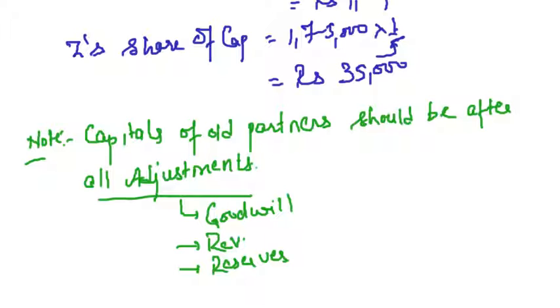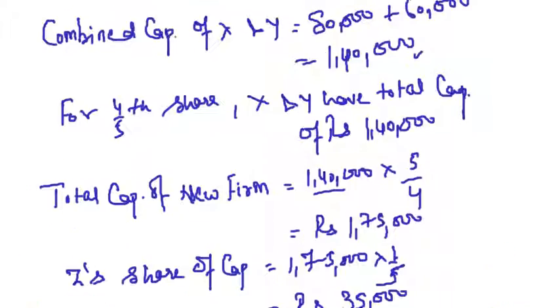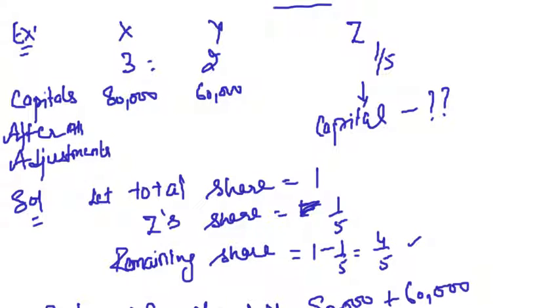For that we will prepare the partners' capital accounts first, and then we can identify the share of Z, right? Here in this example, to make it simple, I have given that 80,000 and 60,000 are the capitals after all the adjustments, right? We will do a practical problem on this where we will first prepare the partners' capital accounts and then find out the share, right? That we will do in the next lecture. Clear? The basics should be clear that how to do this.